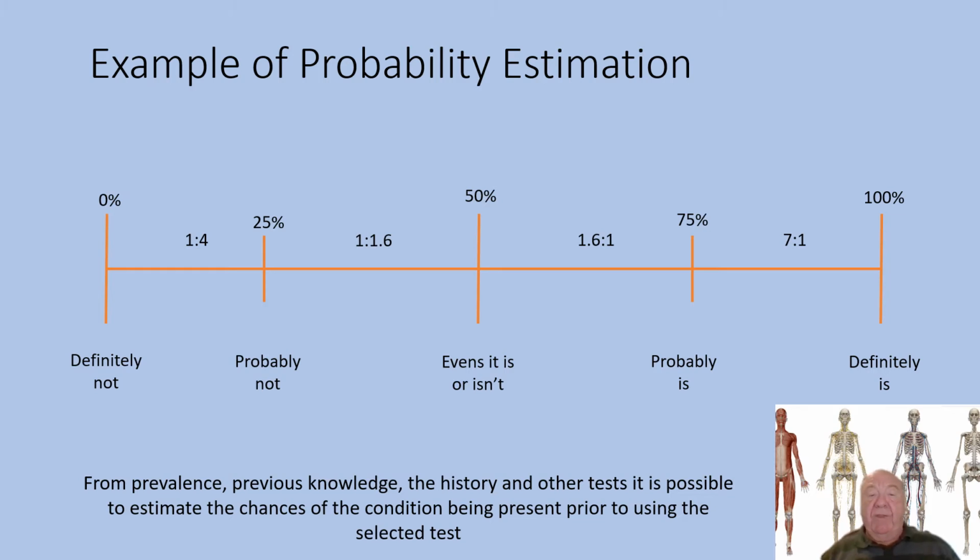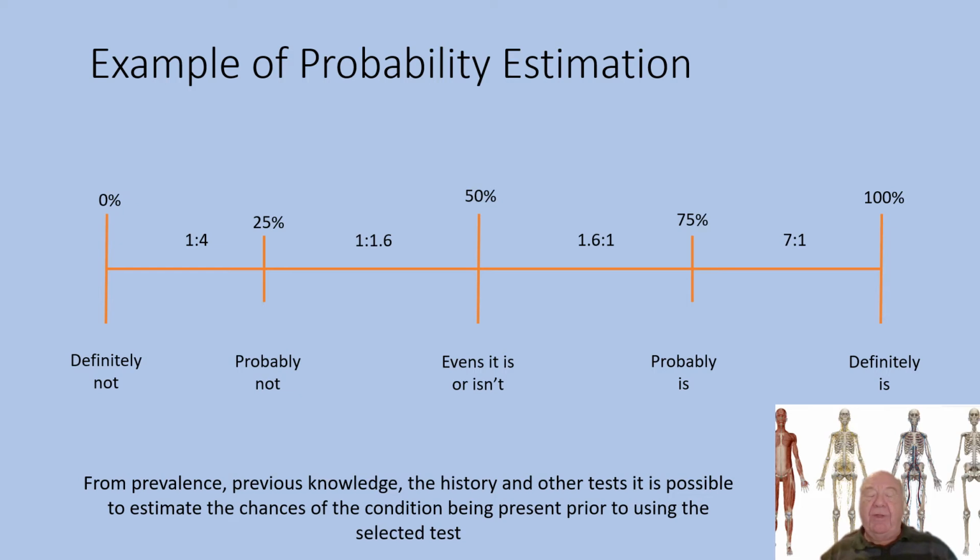At one end of the scale, the condition is definitely not there, 0% chance of it being there, no probability whatsoever. At the other end of the scale, it definitely is there. There's a bit of bone sticking through the skin. You can't miss this, it has to be there. So the range is from 0 to 100%. You can't get better than 100%.